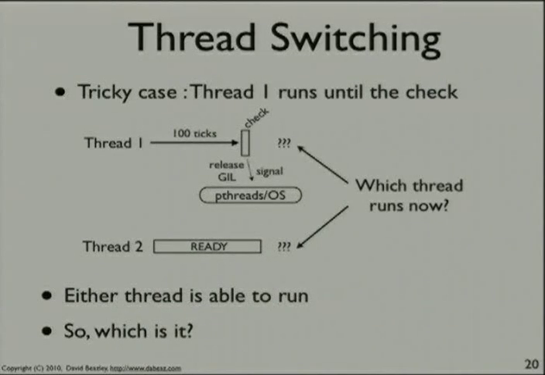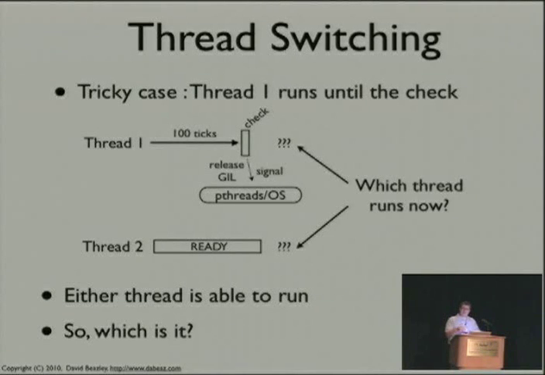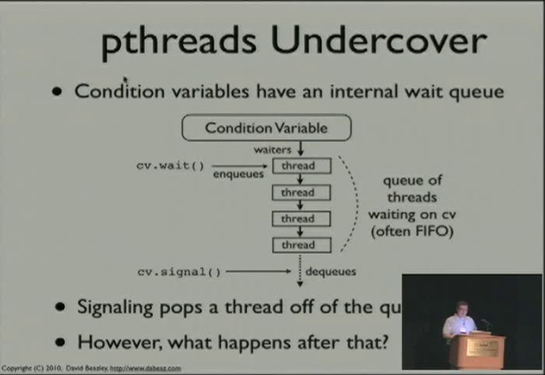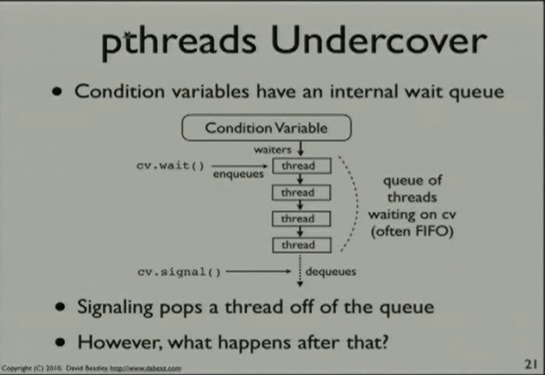The tricky case is the one where the original thread runs until that check. So let's say you're running and running and running, and then you hit that check interval. What happens here is that the interpreter forces the thread to give up the global interpreter lock, and you get this situation of what happens afterwards, because technically at this point, either one of those threads could continue running if it wanted to. And so what actually happens here is you have to know a little bit about how condition variables work in the operating system.